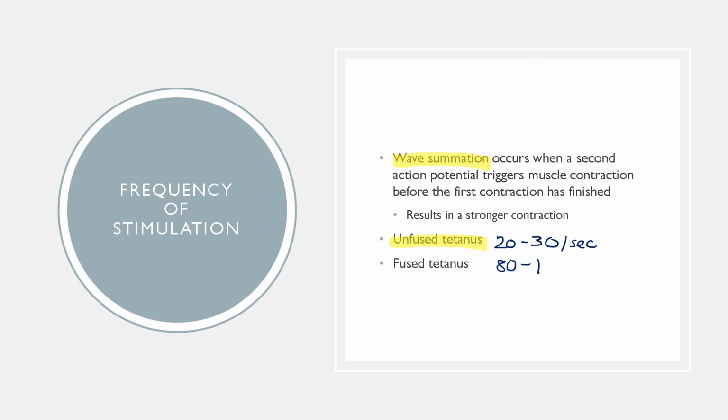like 80 to 100 times per second, it does not relax at all. So this results in what's called fused tetanus. This is a complete sustained contraction in which the individual twitches can't be detected. There is no relaxation, whereas in unfused tetanus, there are slight relaxations between these contractions.